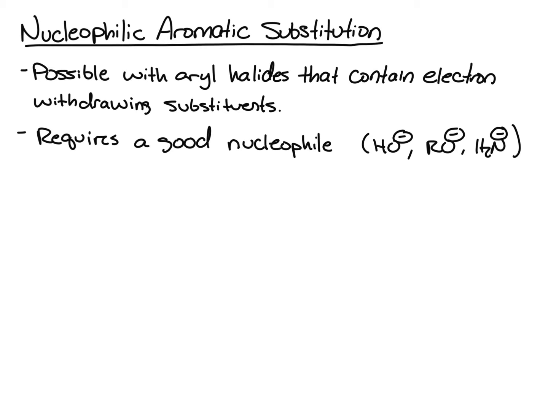Now, just a couple of things when dealing with this type of reaction. First is that it's only possible with aryl halides that contain other electron withdrawing substituents on the ring. Also, you're going to need a good nucleophile like hydroxide, alkoxide, or an amide. So let's take a look at an example.